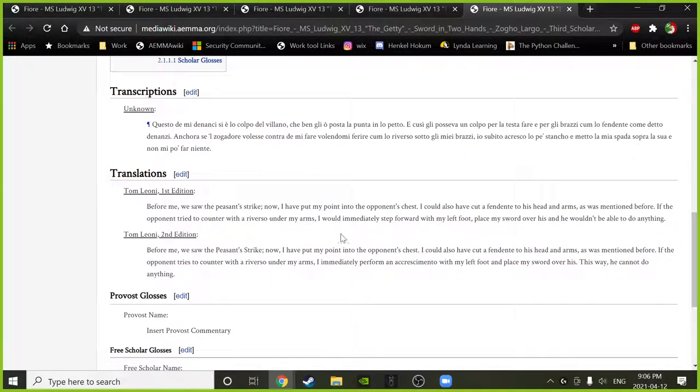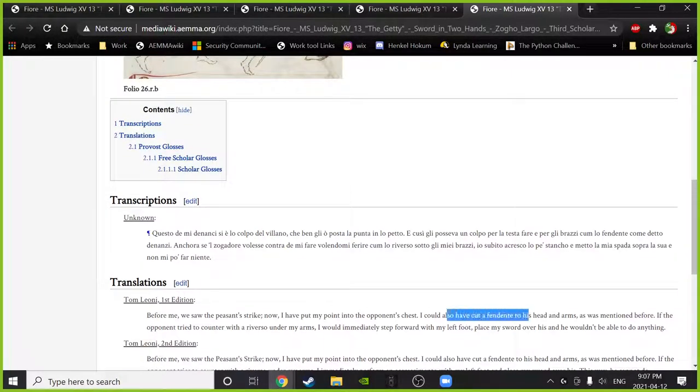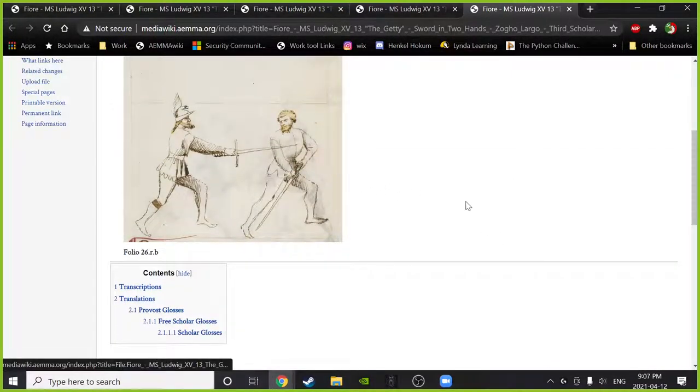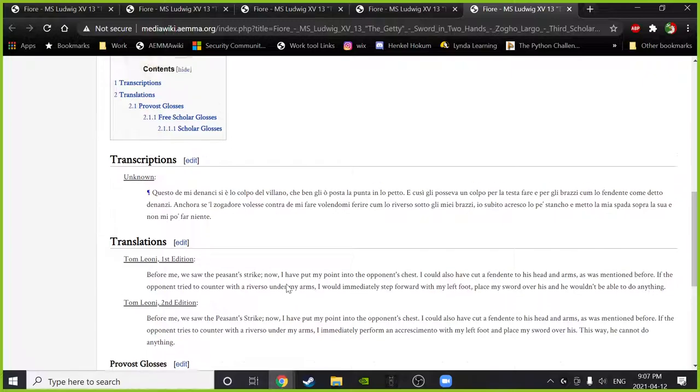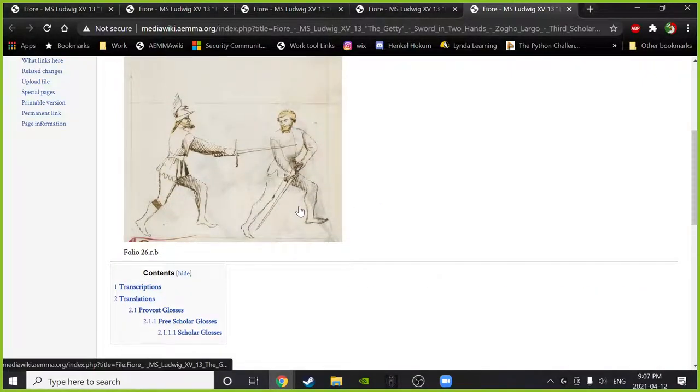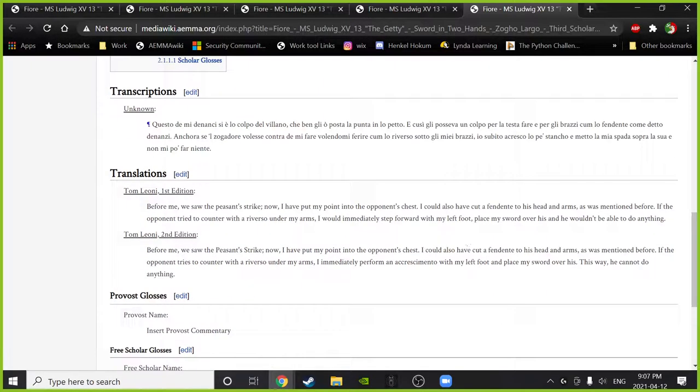Let's read this text again, because he actually does say a couple things. Before me, we saw the peasant strike. Now I have put my sword into the opponent's chest. I could also have cut a fendente. So I think he's thrusting here, but he says, I could also have cut a fendente to his head and arms, as was mentioned before. If the opponent tried to counter with a reverso, if he tried to come back up with a reverso blow, I would immediately step forward with my left foot and place my sword over his, and he wouldn't be able to do anything.